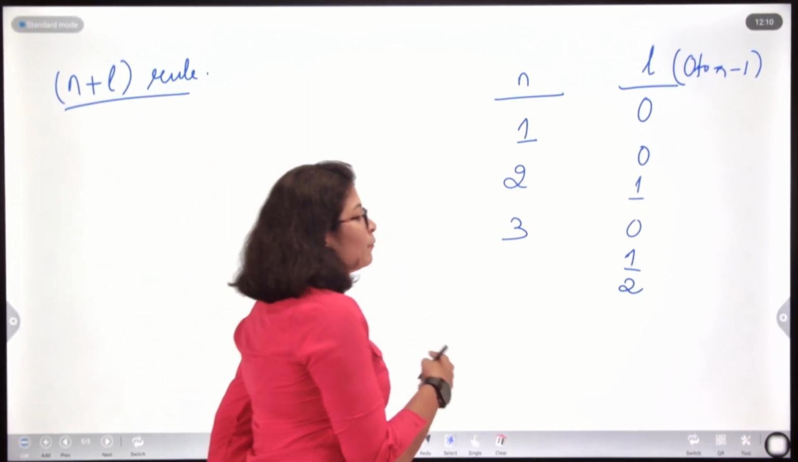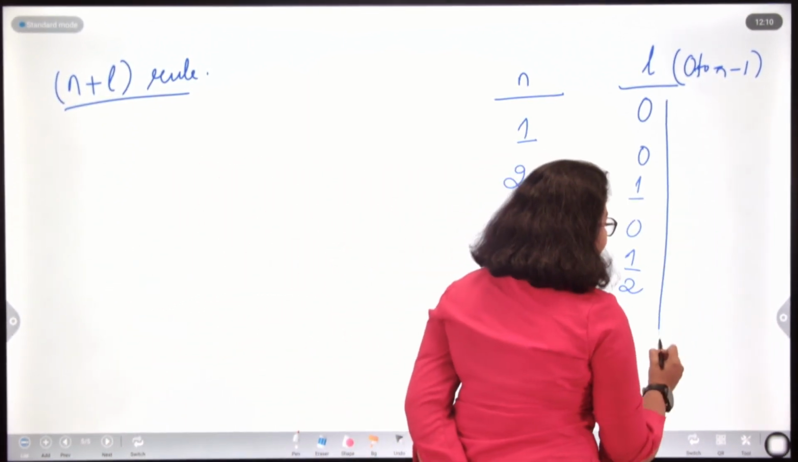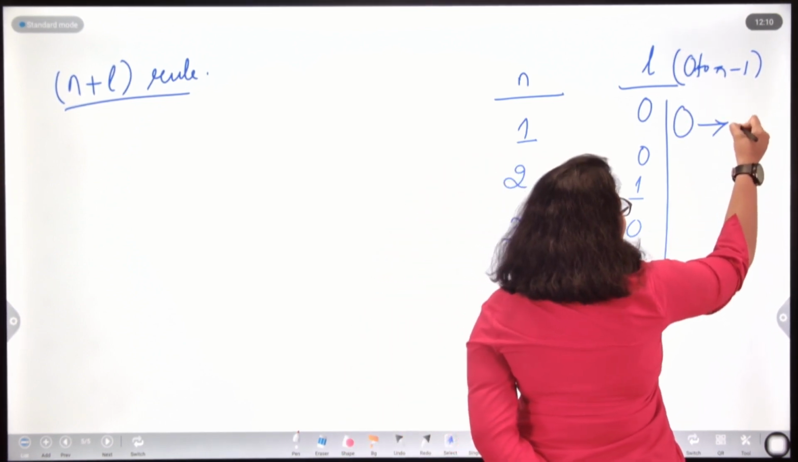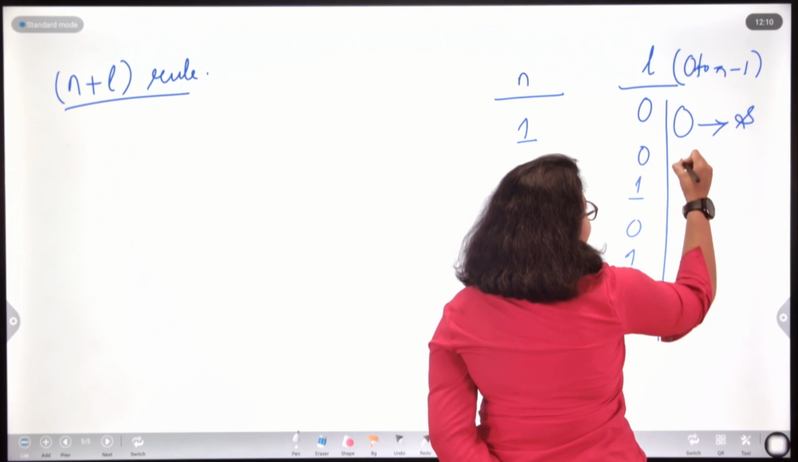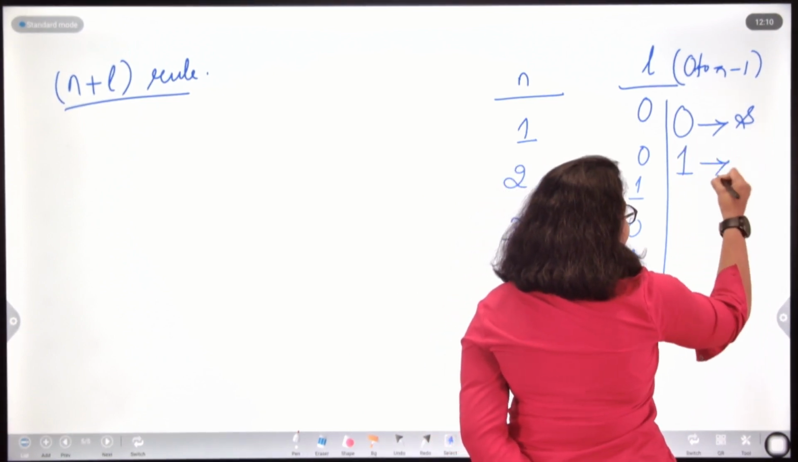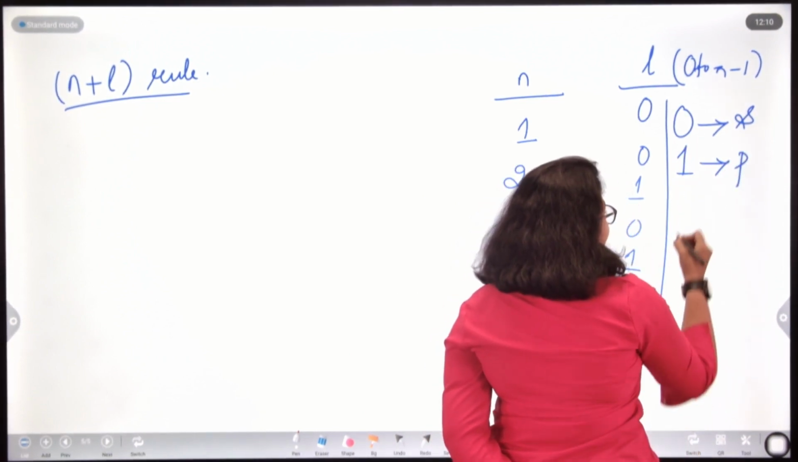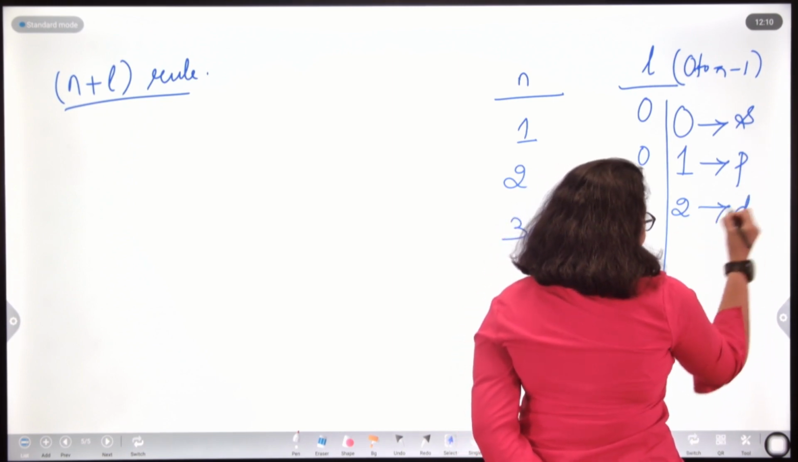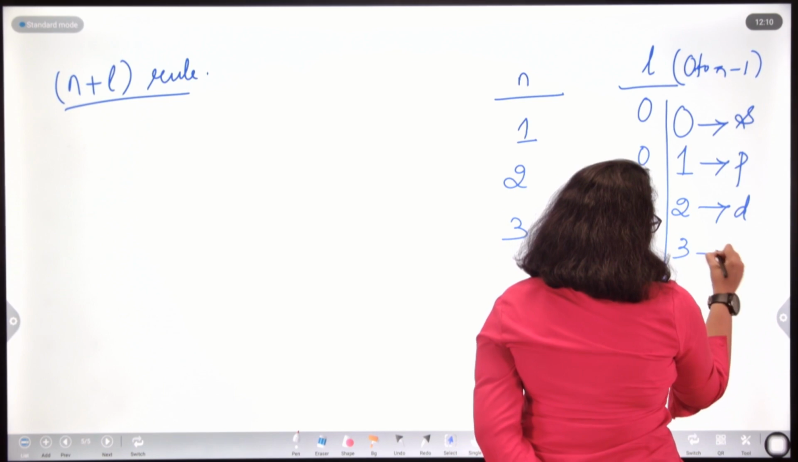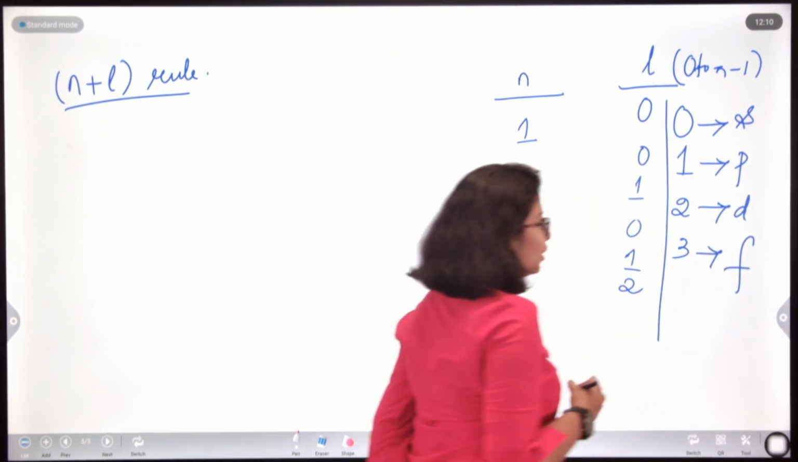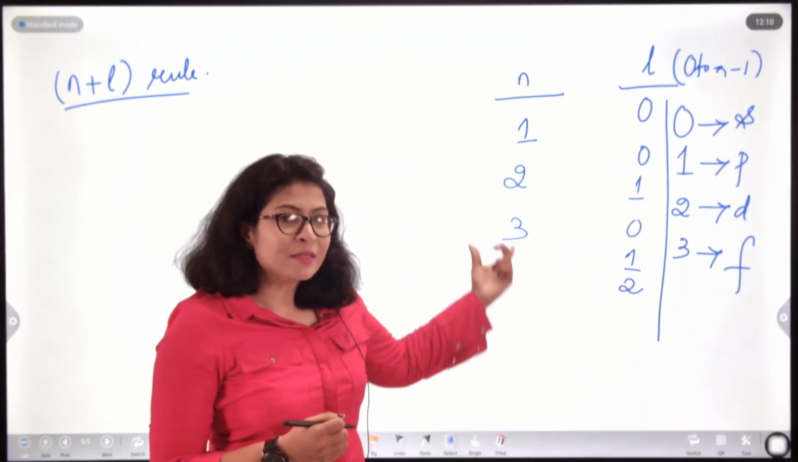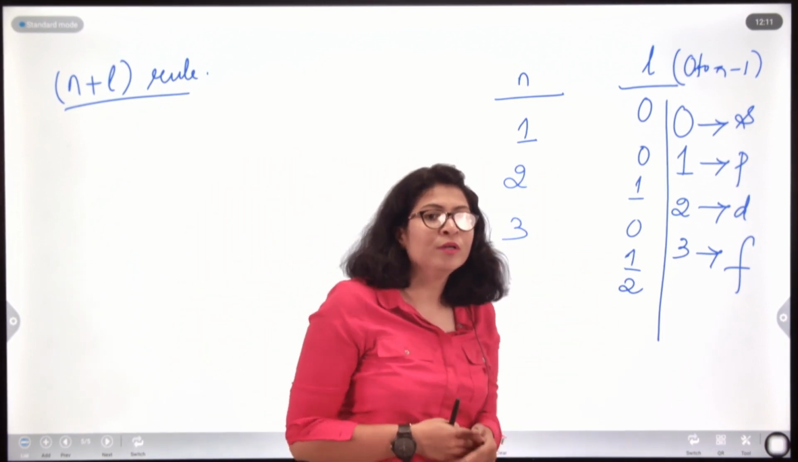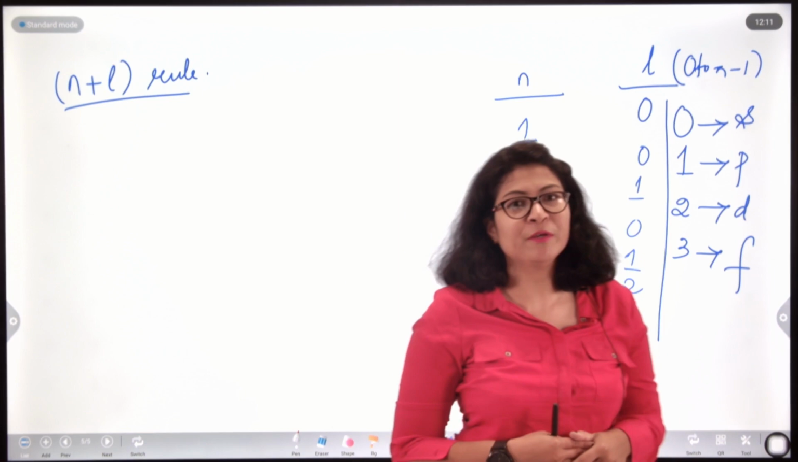Again, you have to remember one thing: if the value of l is 0, it signifies the s subshell. If its value is 1, it signifies the p subshell. If its value is 2, it signifies the d subshell, and if its value is 3, it signifies the f subshell. So, you have to keep these things in mind. Now, using this we will carry forward the concept of electronic configuration.